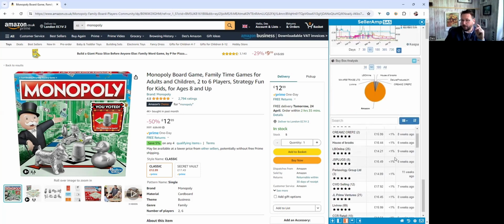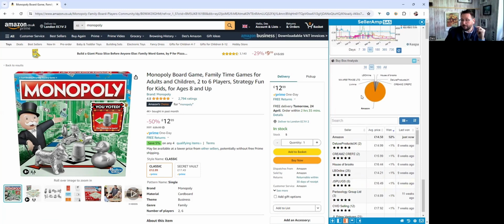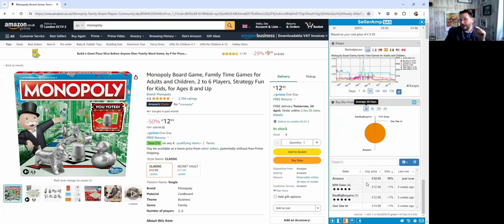Now, let's get down to this pie chart, because this is where the good stuff is. Look at that big sea of orange. In the last 90 days, in the last 3 months, look down here, Amazon have priced it at £14.58, and they have been owning the buy box for 92% of the time. That's not all, because what you want to do is bring it down to the most recent data you can. So in the last 30 days, wow, Amazon have actually been on it for 99% of the time.